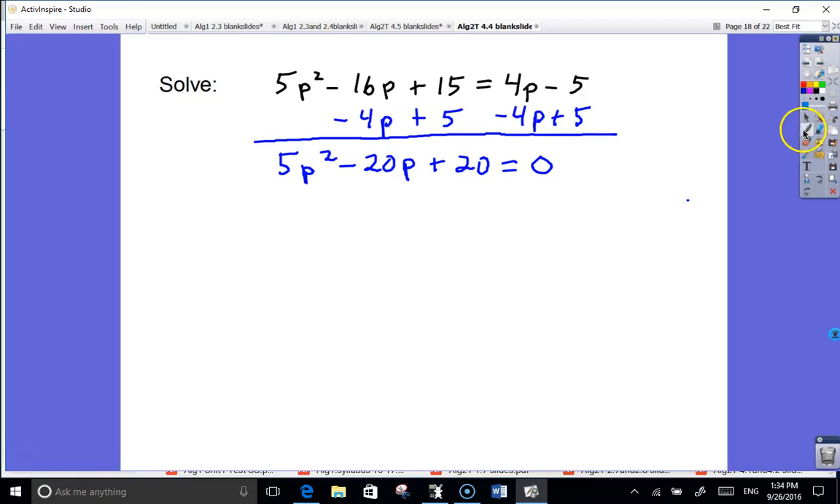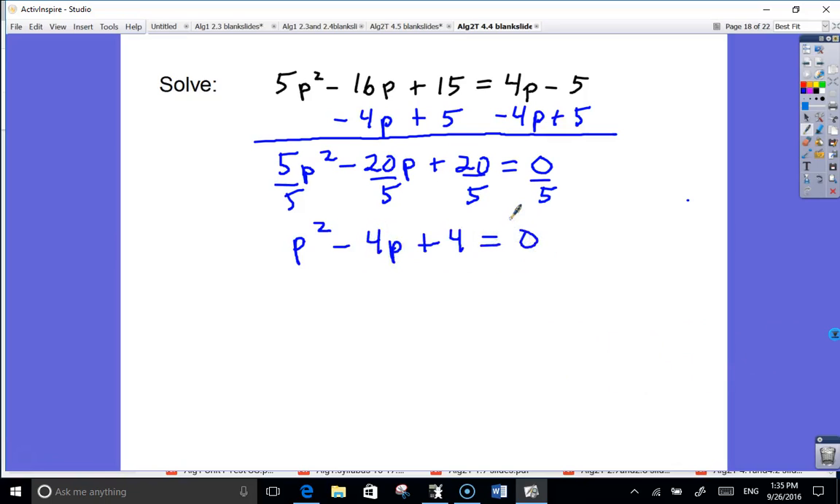I could have, at this step here, just said divide by 5, divide by 5, divide by 5, divide by 5. And then I would have had my p squared minus 4p plus 4 equals 0. No 5s.